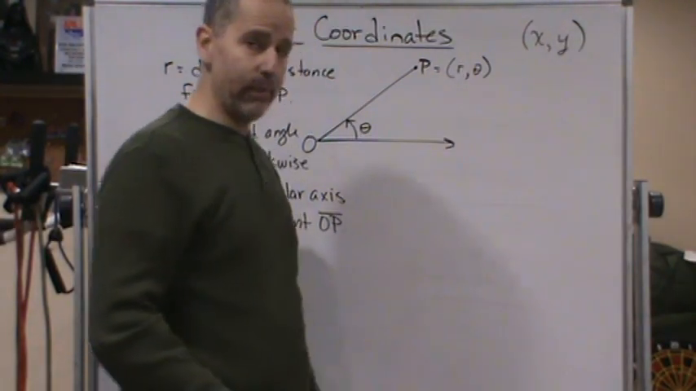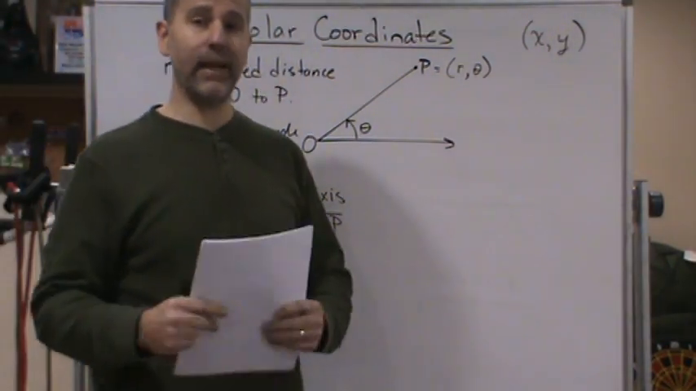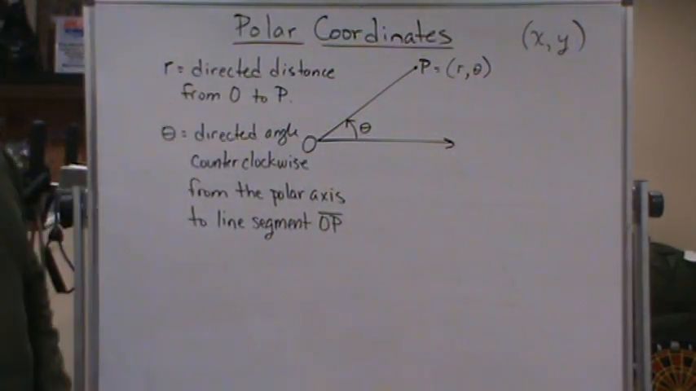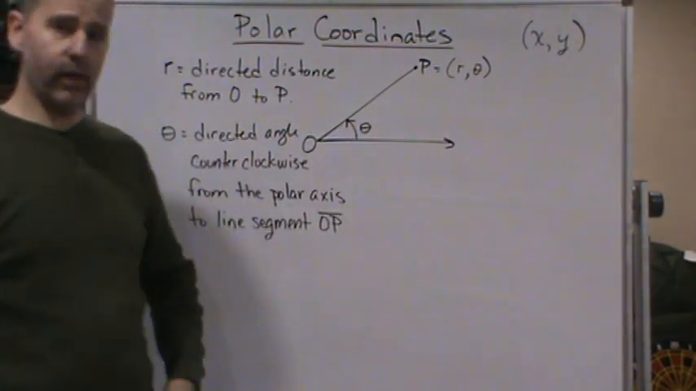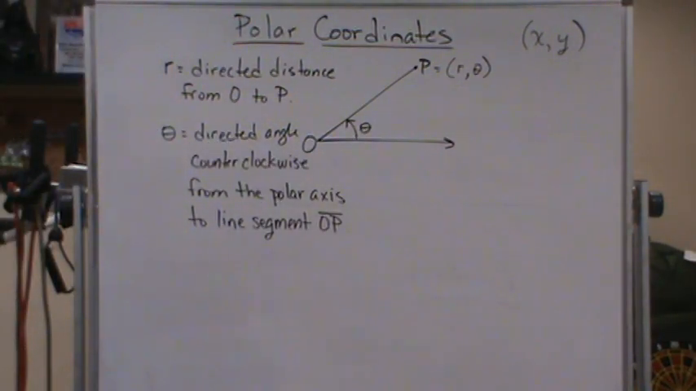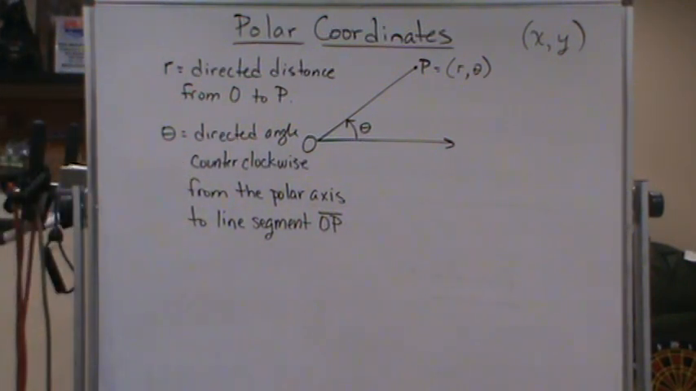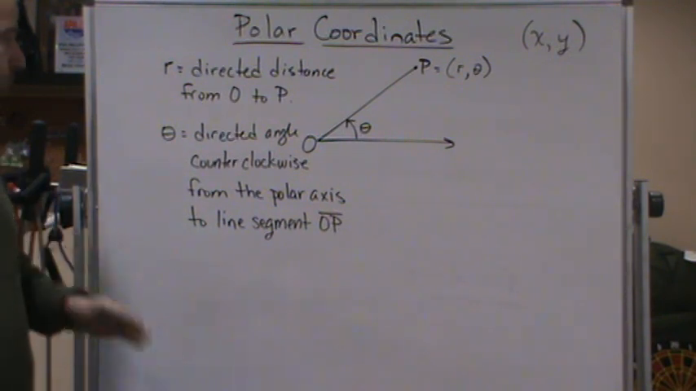But we can describe it using two other coordinates. One is the directed distance, r, the directed distance from the origin O to the point P in the plane. The other coordinate is theta, which is the directed angle counterclockwise from the polar axis.